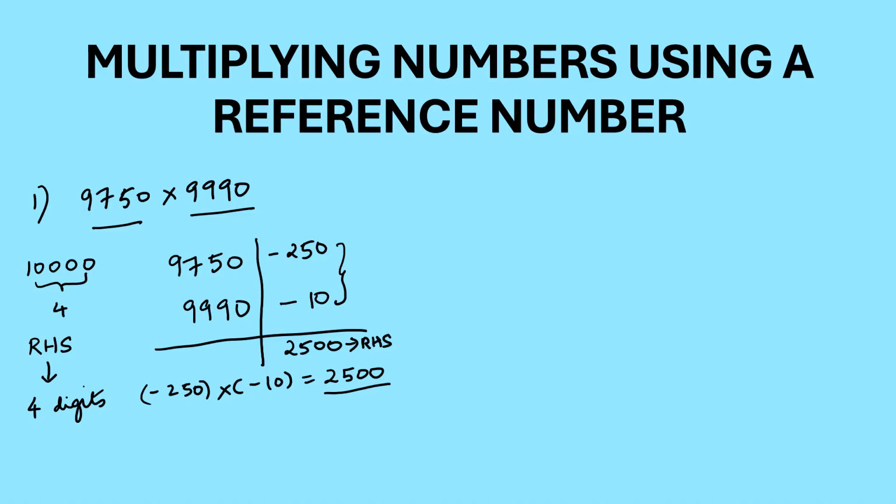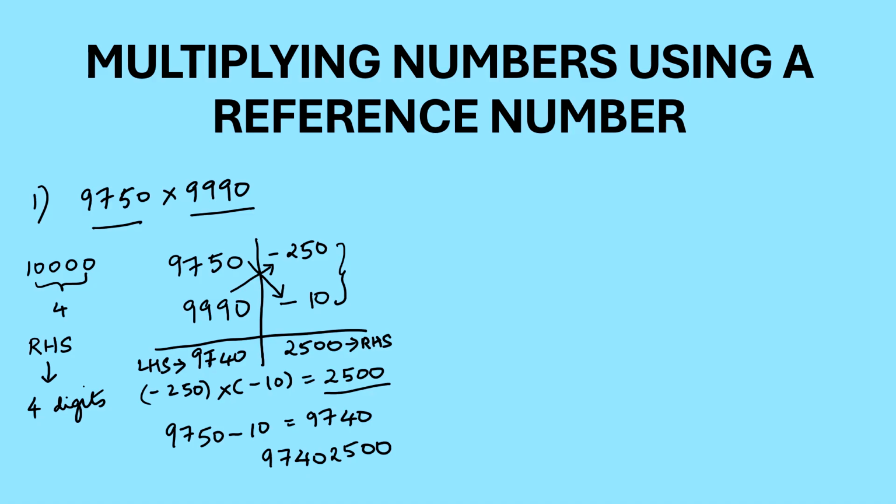Next, to calculate the LHS, we can do either 9750 minus 10 or 9990 minus 250. Either of them will give you the same answer. However, it's way easier to do 9750 minus 10. When we do it, we get 9740, and this becomes our LHS. When we combine the two, we get 97402500, which is the final solution to our problem.